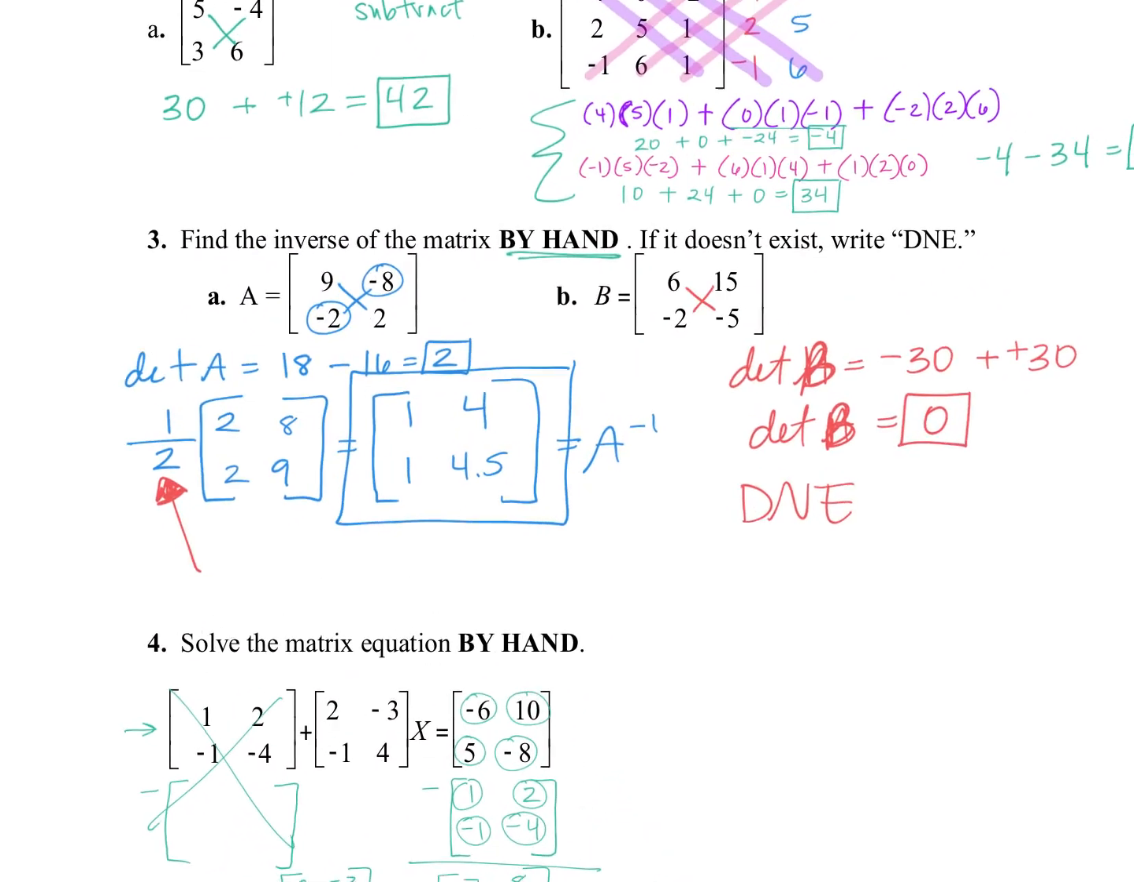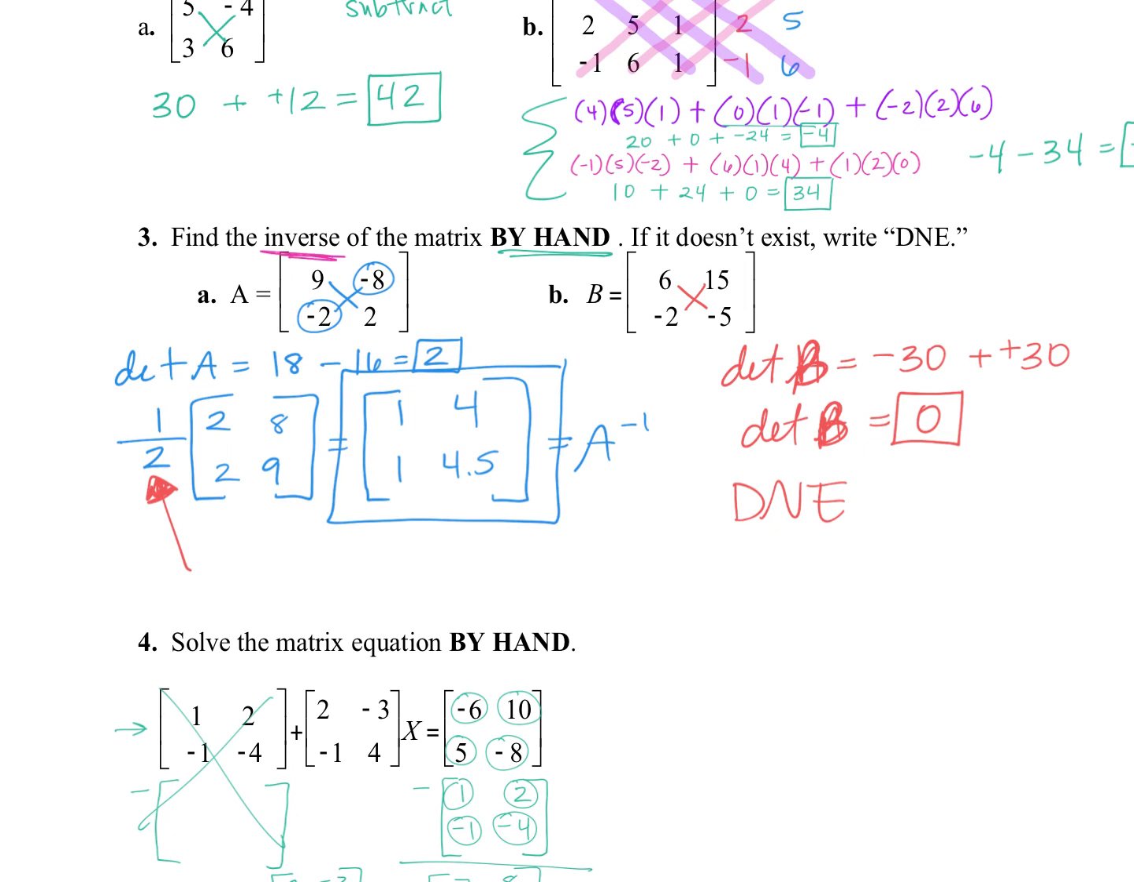Think up here, right? It said find the inverse of the matrix. Does every matrix have an inverse? This would say no, right? Because it doesn't exist there. So keep that in mind. And I think we will leave it at that.